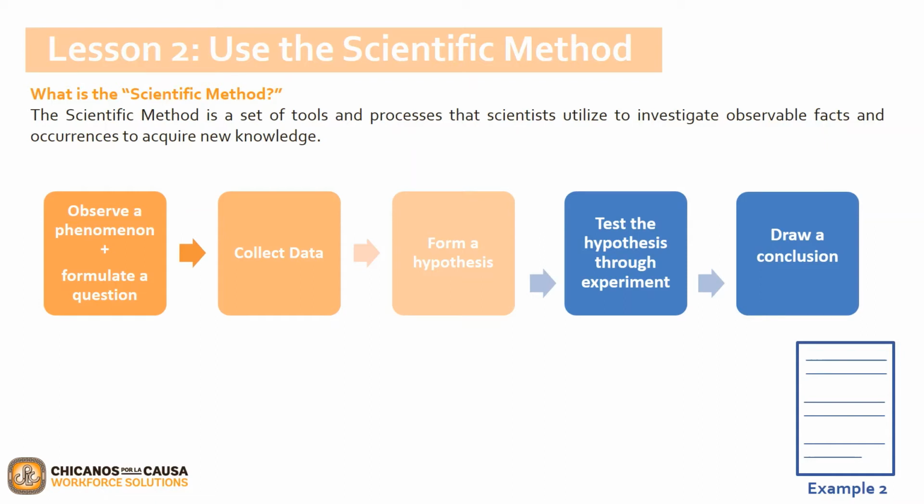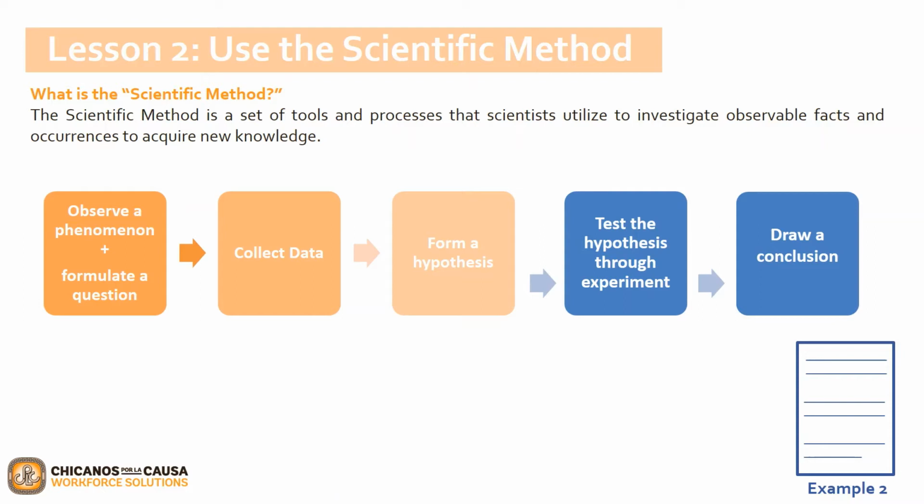The first step is observing a phenomenon and formulating a question based on an observation. The formulated question must be something that can be measured. That is, at this point, we're wondering something about something else in its most basic form, and we want to ask a question as far as how it operates.